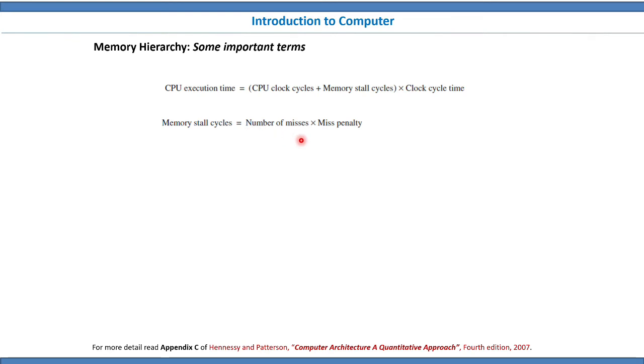Miss penalty means if there is a miss in cache, then the time required to fetch the data from main memory to cache is called miss penalty. So the number of misses times miss penalty is called memory stall cycle. And you can also represent this memory stall cycle as instruction count, and number of misses means instruction count times miss per instruction. Miss per instruction, this is the same thing. Also, I can represent it as number of instructions times memory access per instruction times miss rate. So what is miss rate actually? You have to remember it. Miss rate means memory misses per memory access.